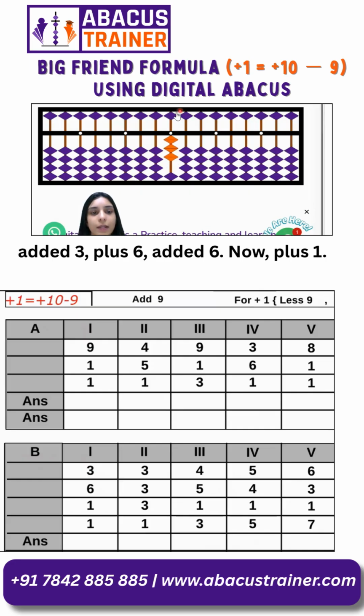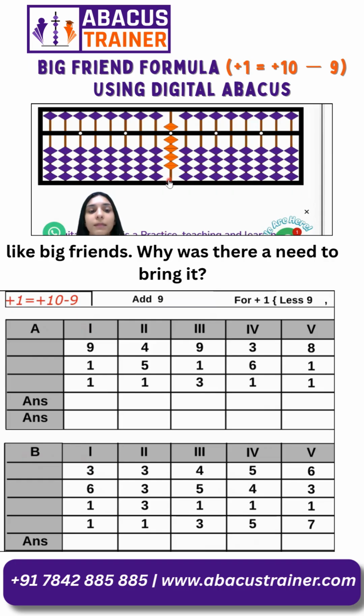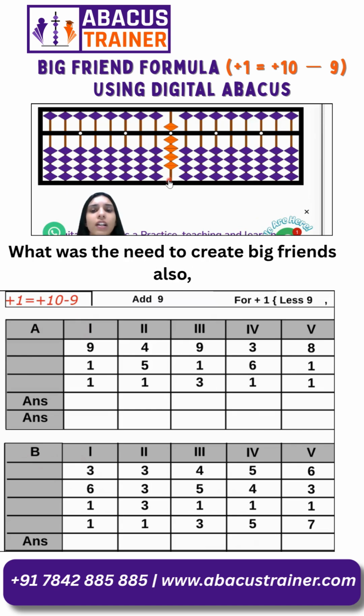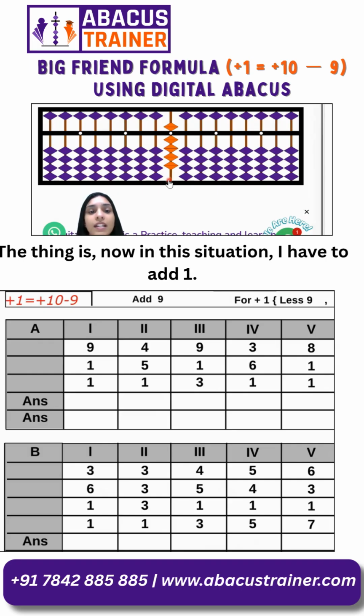Added 3. Plus 6. Added 6. Now, plus 1. See, why was there a need to bring small friends? Like big friends, why was there a need to bring it? Because we already had small friends, right? What was the need to create big friends also, even if we had small friends? The thing is, now in this situation, I have to add 1.